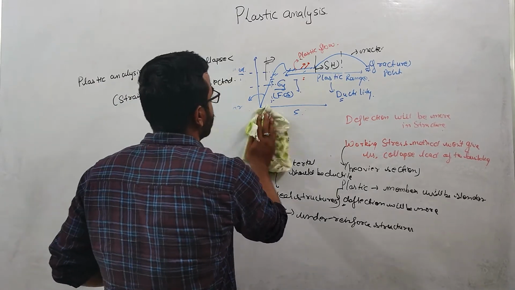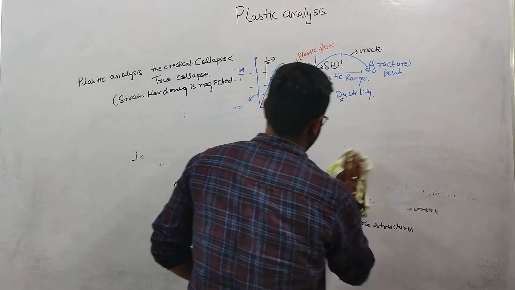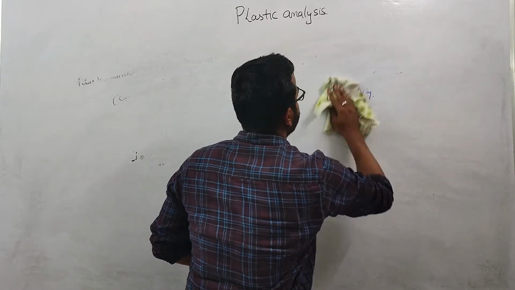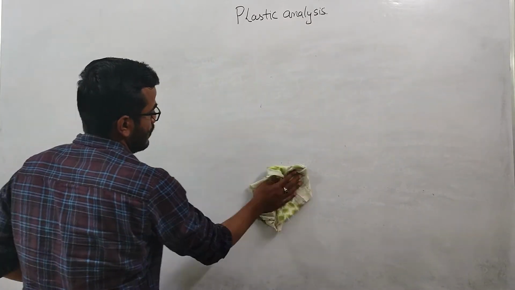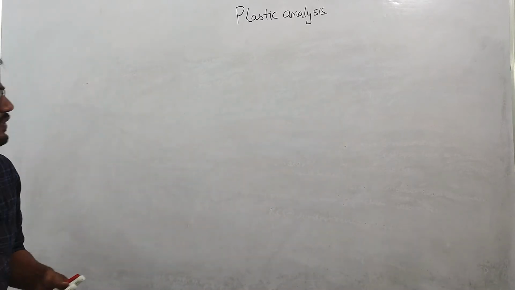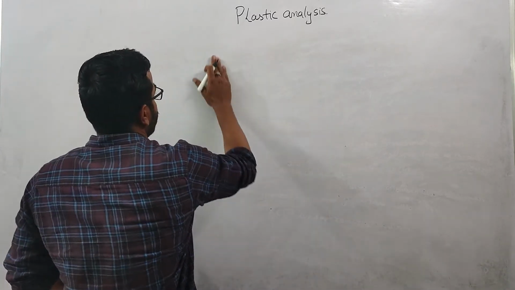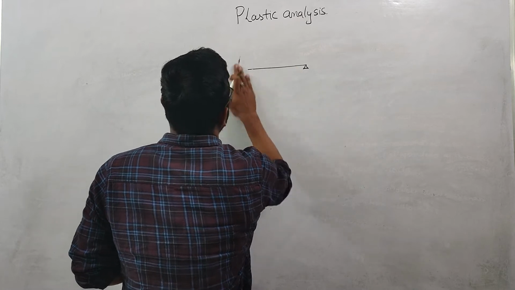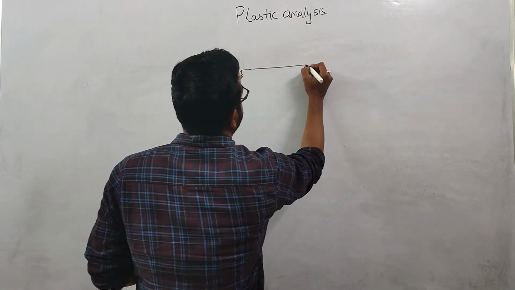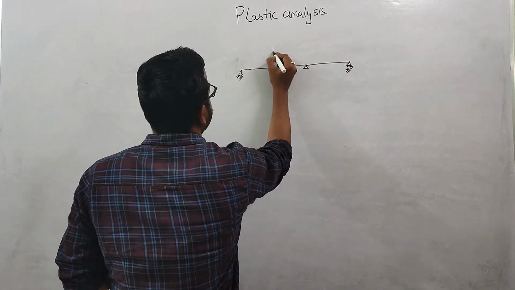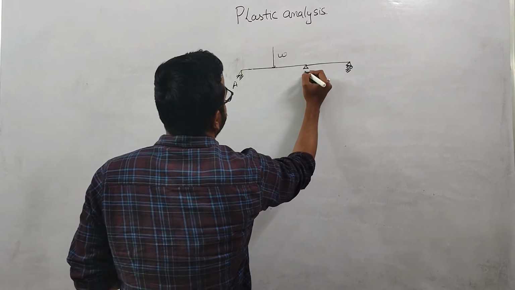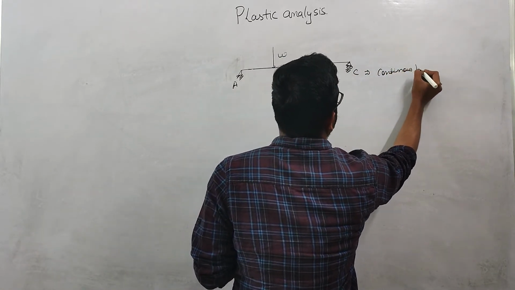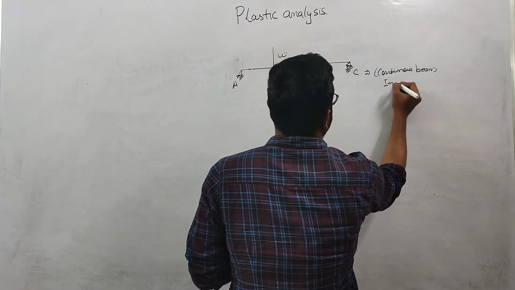Now we'll study some behavior of a cross section when we apply load on the structure. Let us suppose this is our structure in which load W is acting. This is a beam, basically a continuous beam, and this is basically an indeterminate structure.